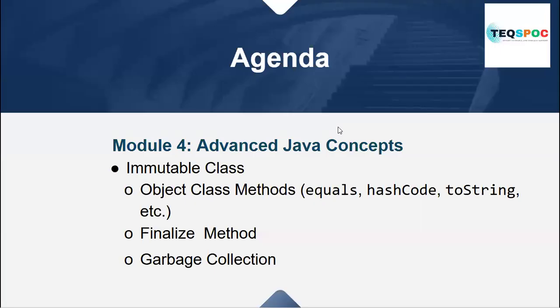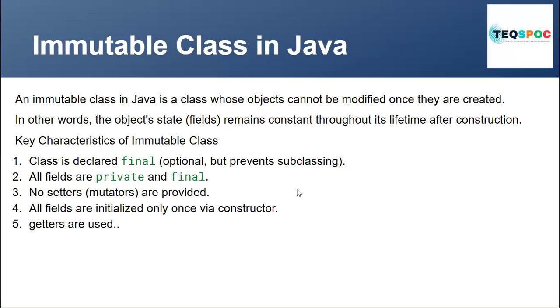Today's session, our agenda is: what is an immutable class, how we can create an immutable class, then what is the Object class, and what are all the methods present inside the Object class, then what is the finalize method, what is a garbage collector, and what is the interdependency between the garbage collector and the finalize method. We will see these in today's session. So let's start with what is an immutable class.